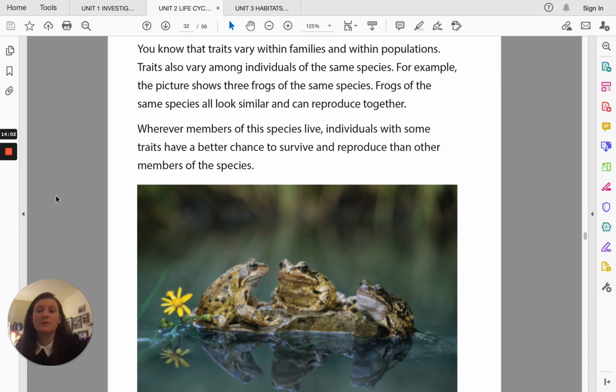For example, the picture shows 3 frogs of the same species. Frogs of the same species all look similar and can reproduce together. Whenever members of the species live, individuals with some traits have a better chance to survive and reproduce than other members of the species.